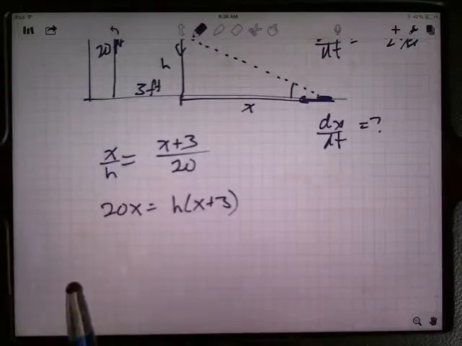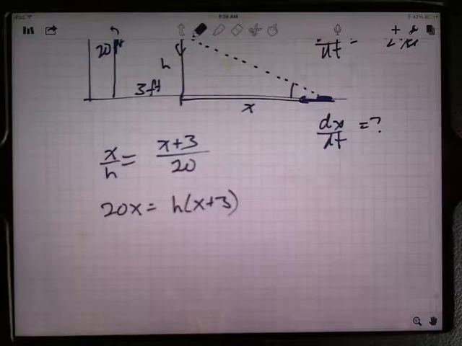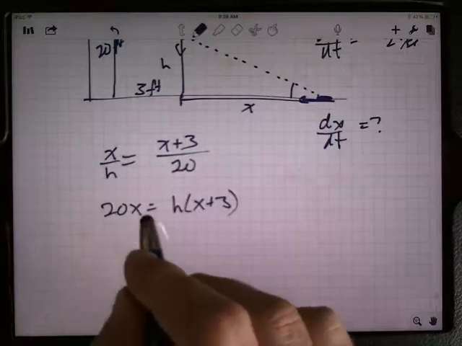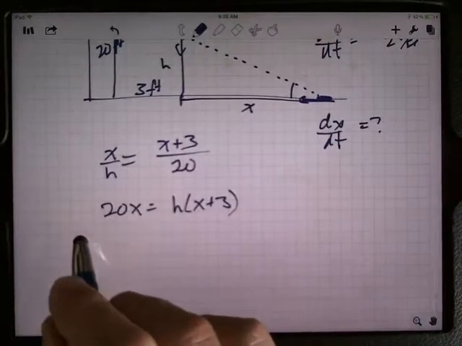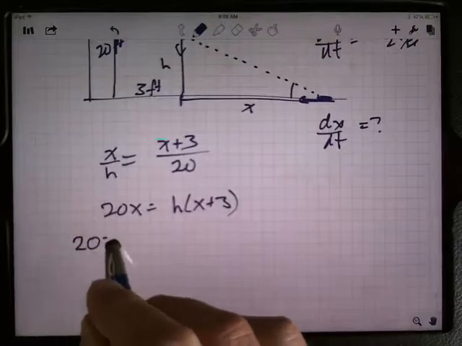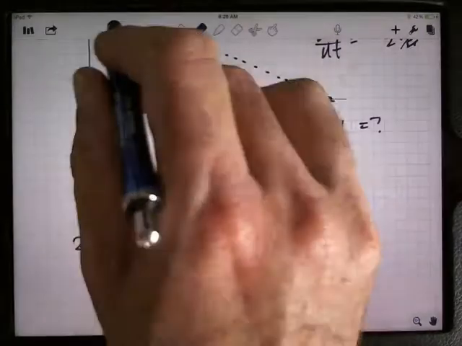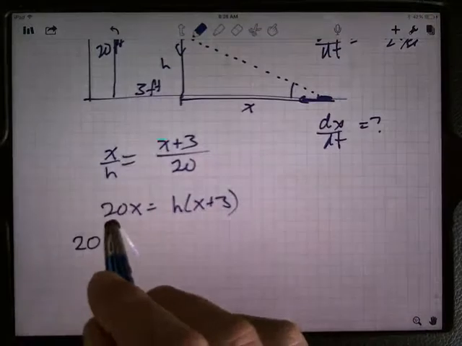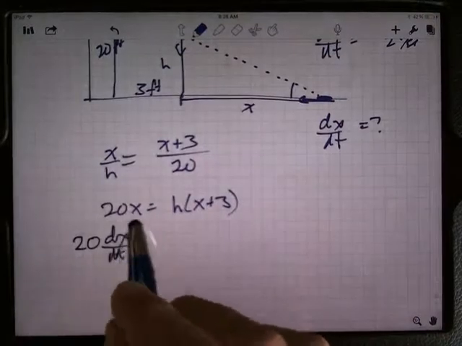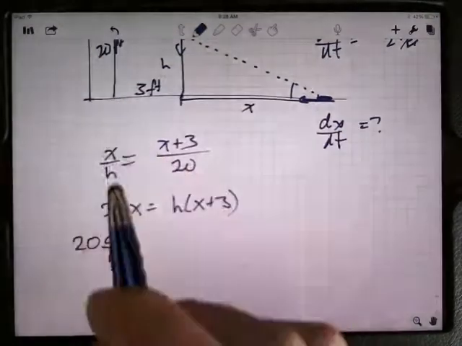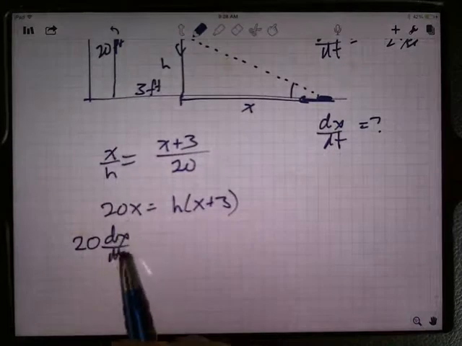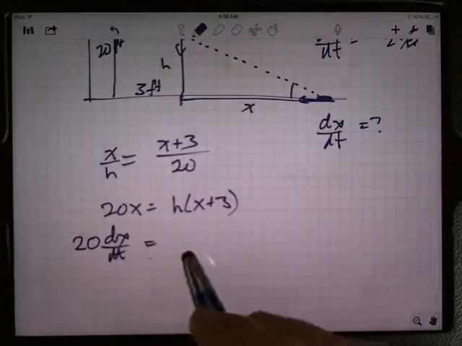I can implicitly differentiate to find the relationship between dx dt and dh dt. So here we go. Derivative of the left-hand side with respect to t is just 20 times dx dt. Right? The derivative with respect to x would have been 20. I didn't want the derivative with respect to x, I want it with respect to t, so then I just multiply by dx dt. That's the chain rule.